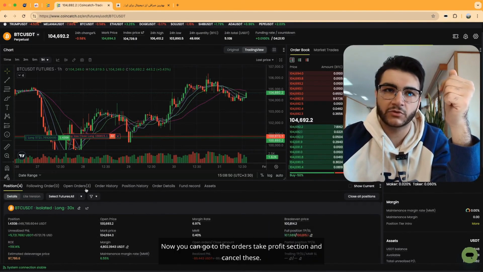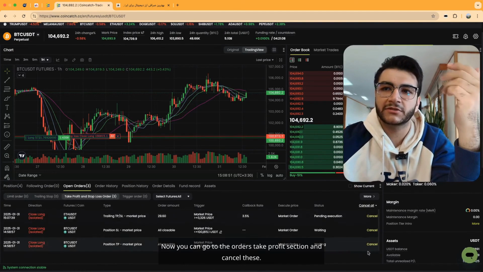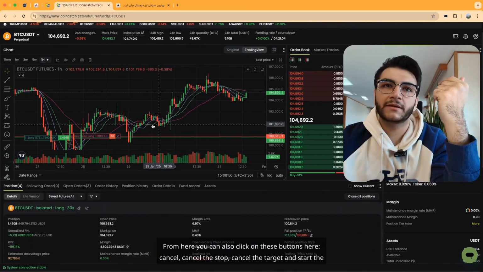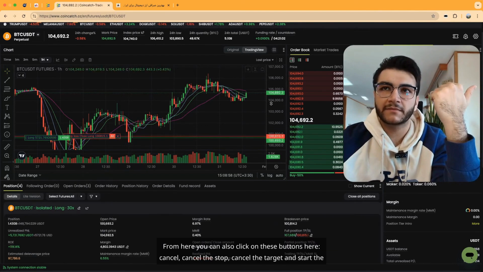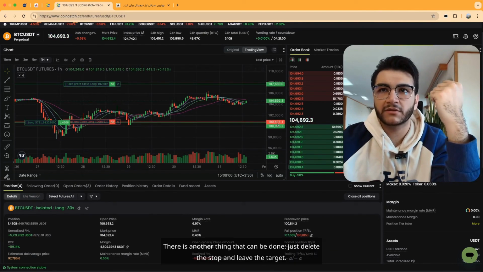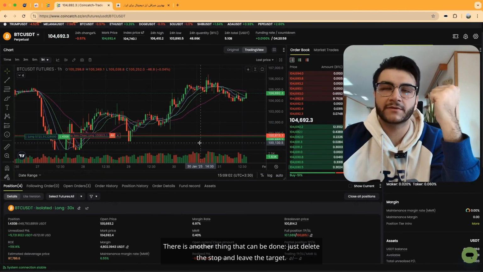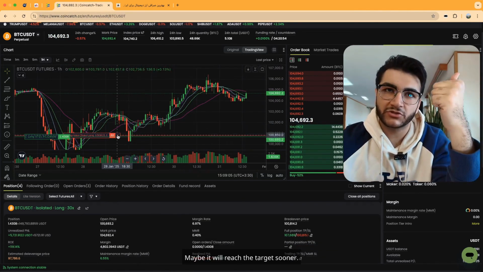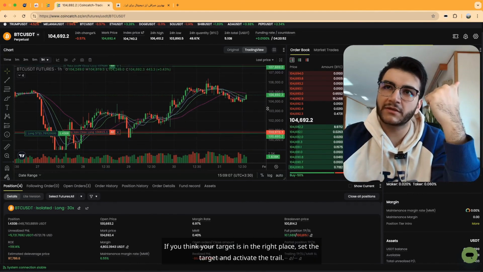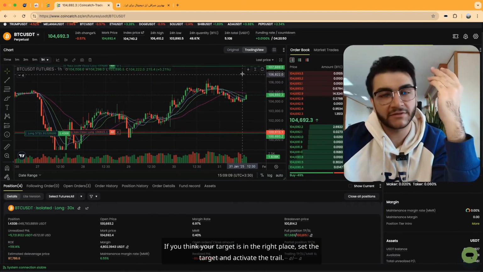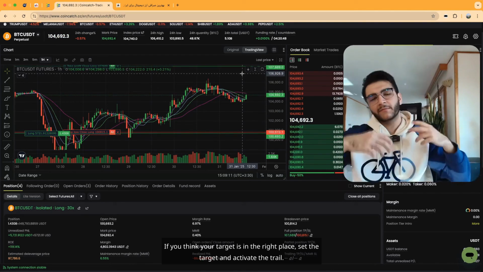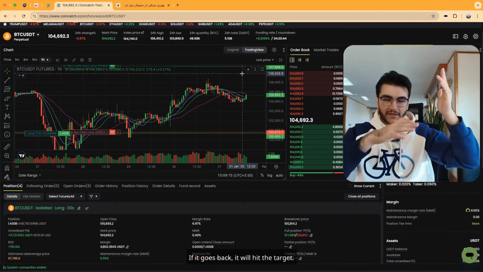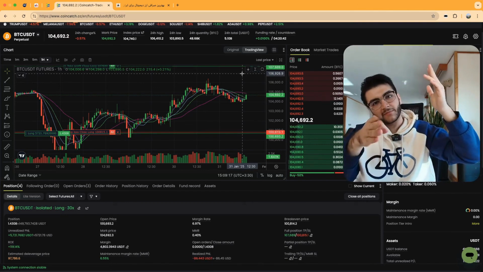Now you can go to the orders take profit section and cancel these. From here, you can also click on these buttons. Cancel the stop, cancel the target, and start the trail. There is another thing that can be done. Just delete the stop and leave the target. Maybe it will reach the target sooner. If you think your target is in the right place, set the target and activate the trail. If it goes to the target, it will hit the target. If it goes back, the trail will trigger.